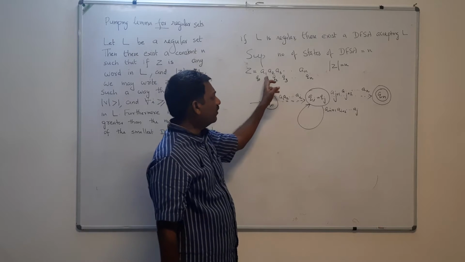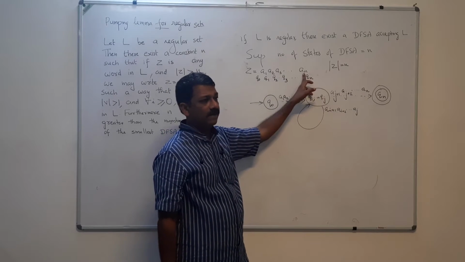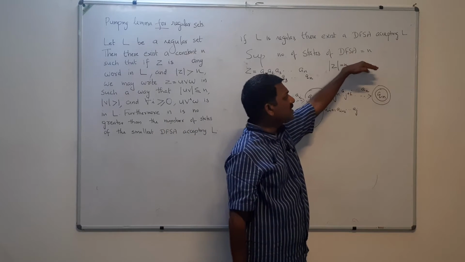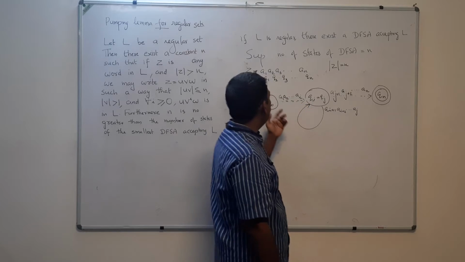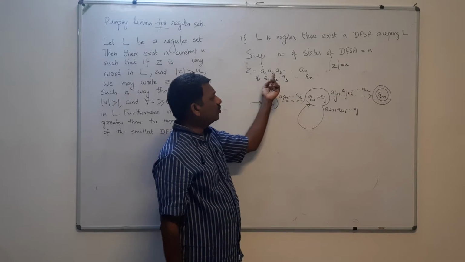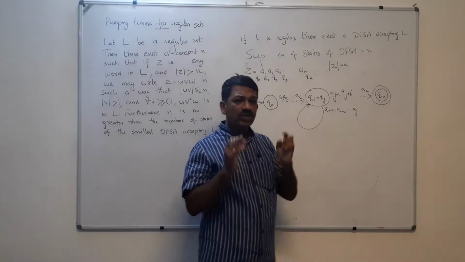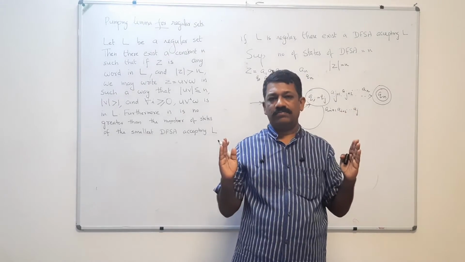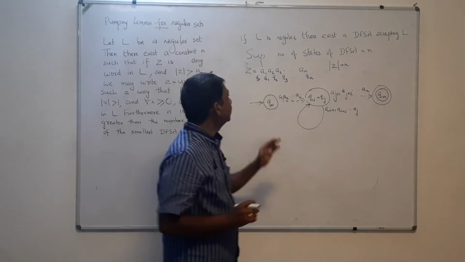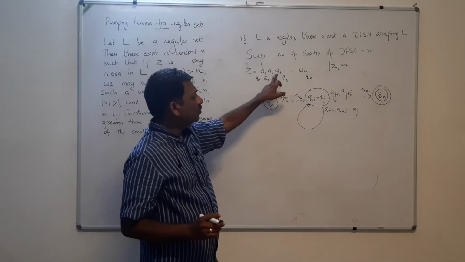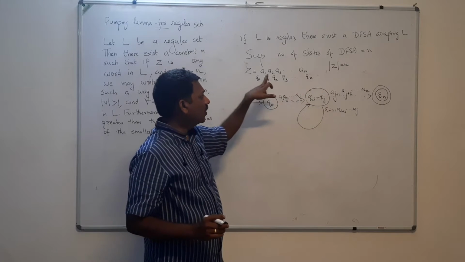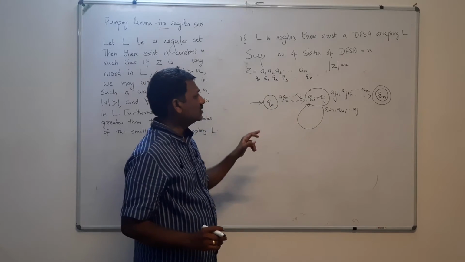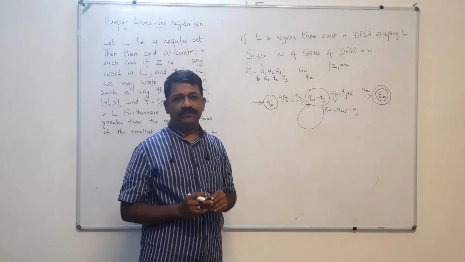Z is equal to a1, a2, a3, etc. up to an, and this is a deterministic finite state automaton which is accepting the string a1, a2, a3, etc. up to an. That means in your string, the length of the string is n. That is, Z is equal to a1, a2, a3, etc. up to an, which means modulus of Z is equal to n. That means the length of the string is n.